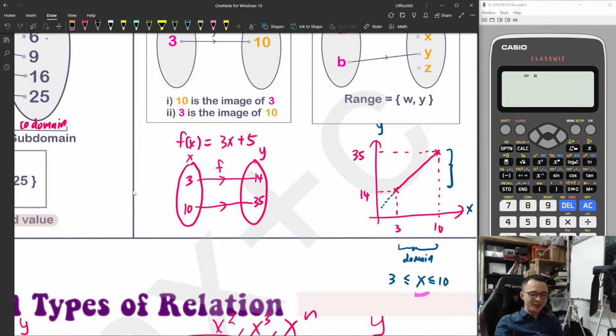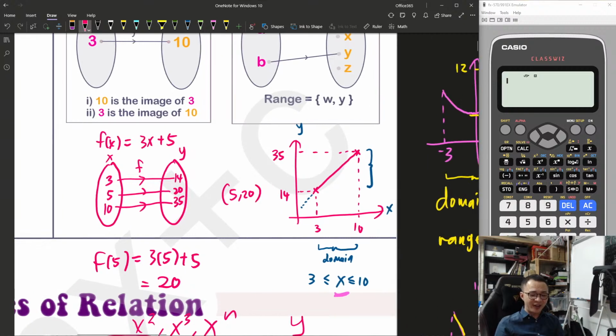What if they ask us to find the range and domain, and they give us some domain and subdomain, like two circles here. Let me add some value in the middle. Let's say I have a value 5 here. So for f(5), I should get 3 times 5 plus 5, which is 20. So I will have a 20 here. And you realize this one is also a coordinate (5, 20), right? So this (5, 20) will not affect your range and domain here, because (5, 20) is just a coordinate in the middle here.